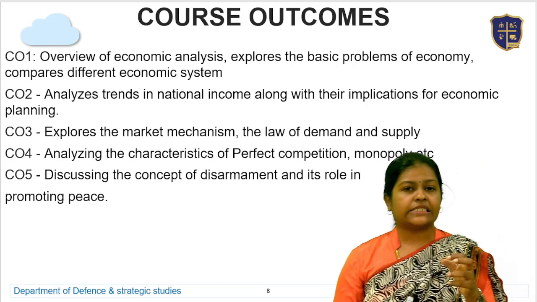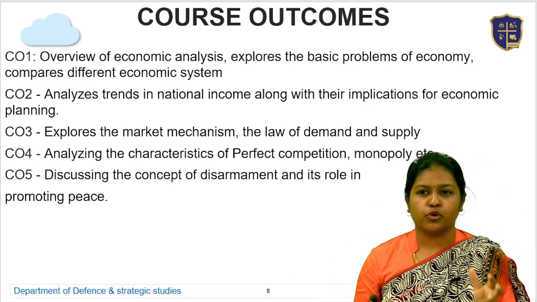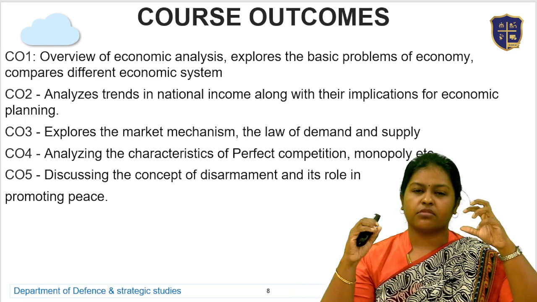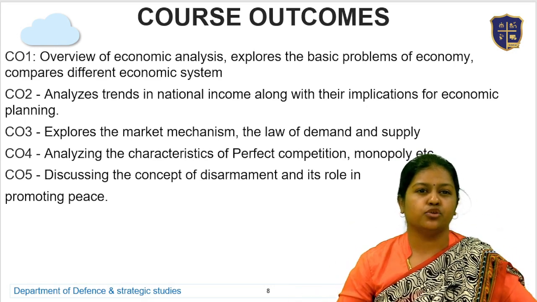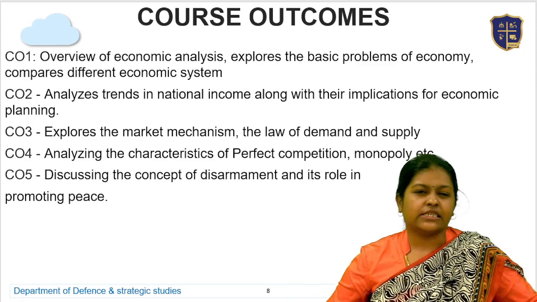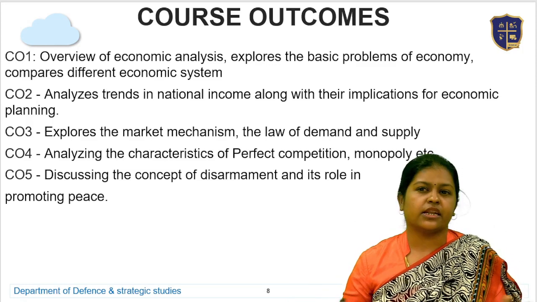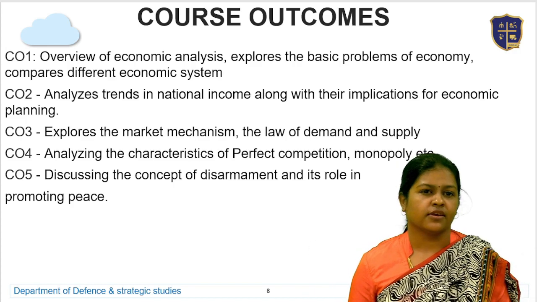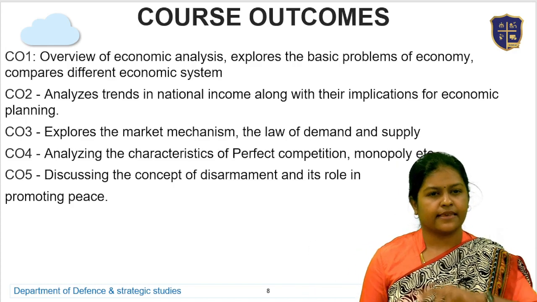And the next one, analyzing the characteristics of perfect competition and monopoly. There are various competitions available in the market which we are getting used to, and we can't see perfect competition now. We can say that there is monopolistic competition, where there are many sellers and many buyers, and you will know about it later in the upcoming units.